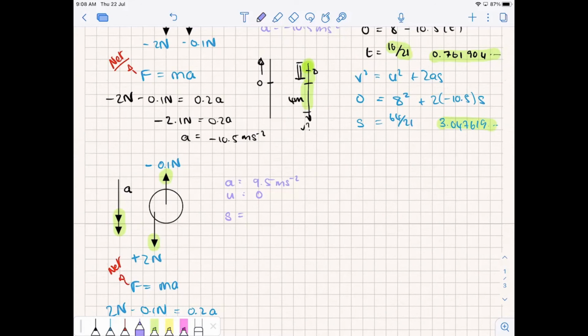So what do we have here? We're going to have 64 over 21 plus 4, which is 148 over 21.